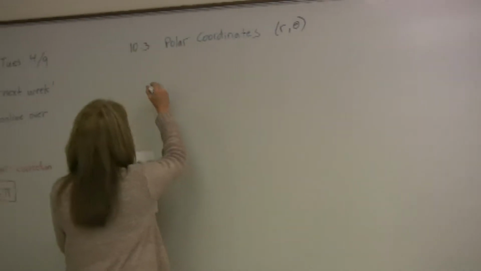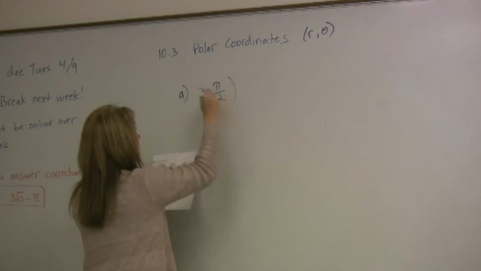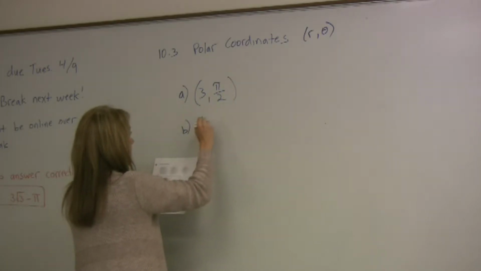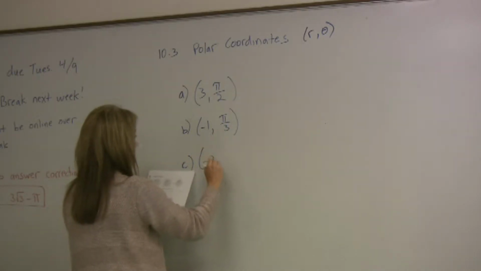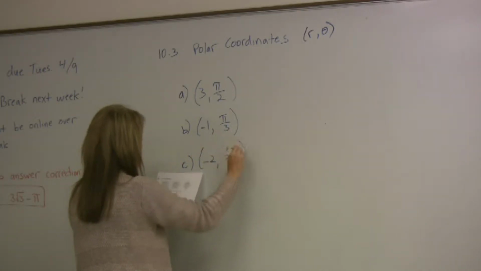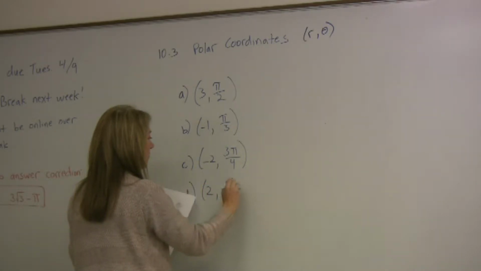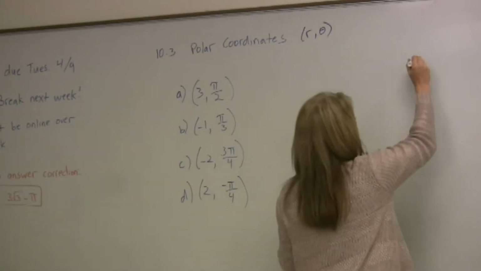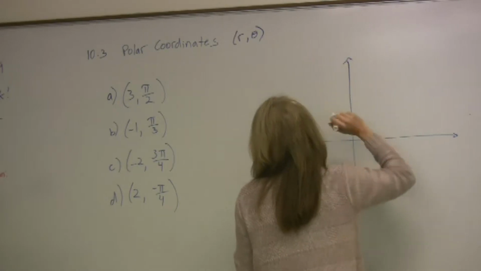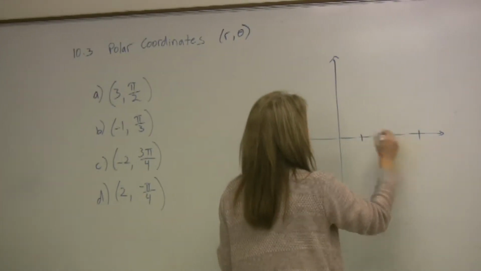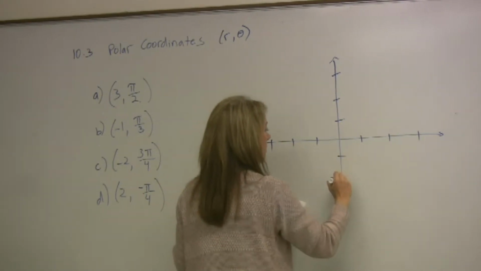So I'm going to first list these. A is 3 comma pi over 2. B is negative 1, pi over 3. C is negative 2, 3 pi over 4. And D is 2, negative pi over 4. All right, so we're going to find all of these on here. What's my largest number? 3? So I'm just counting out the 3's on here since I don't have any r's bigger than that.